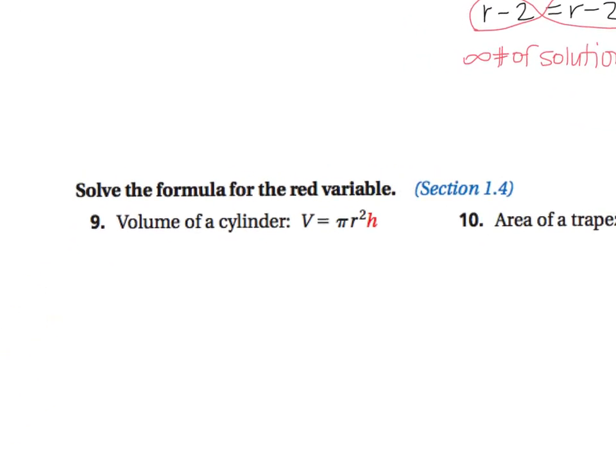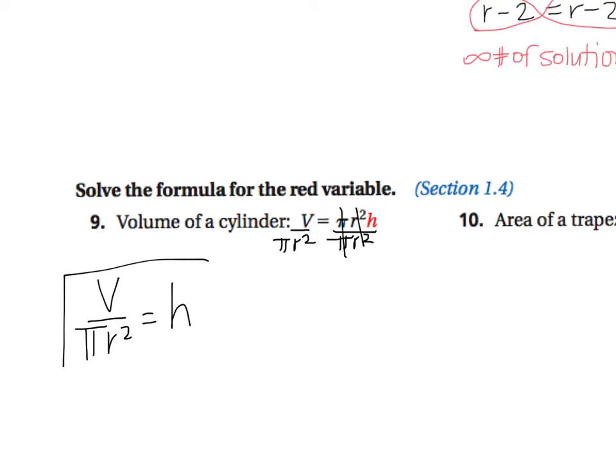On number 9, they want us to solve for the red variable. Since everything's connected by multiplication, I'm going to undo using division. And in this case, V divided by pi r squared equals h, because these cancel off over here, and that leaves us with our variable.